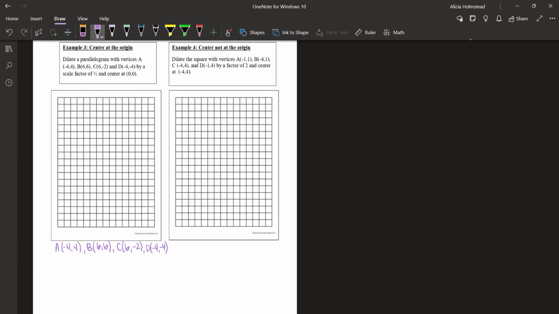So you may have noticed that I shifted my origin since I need to plot negative values. I'm going to have a point at negative 4, 4. 1, 2, 3, 4. 1, 2, 3, 4. There's point A. 6, 6. 1, 2, 3, 4, 5, 6. 1, 2, 3, 4, 5, 6.